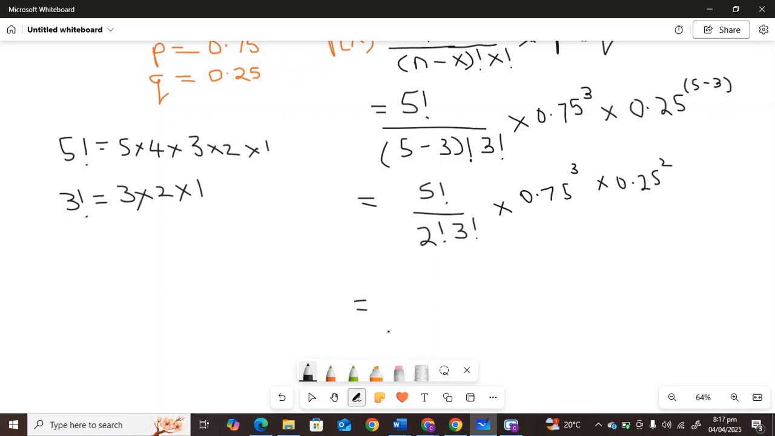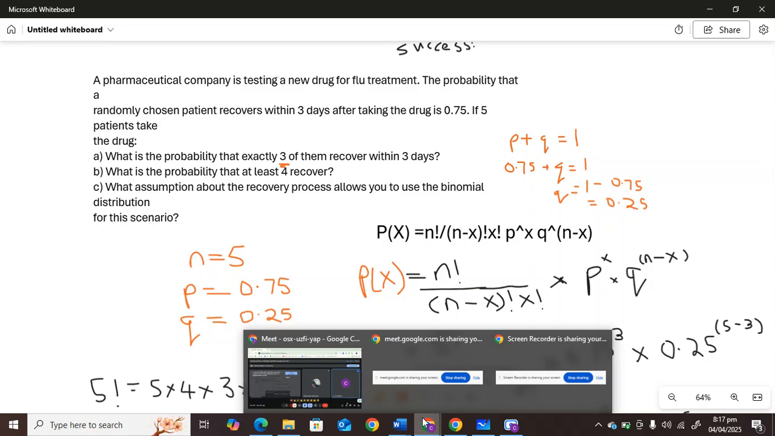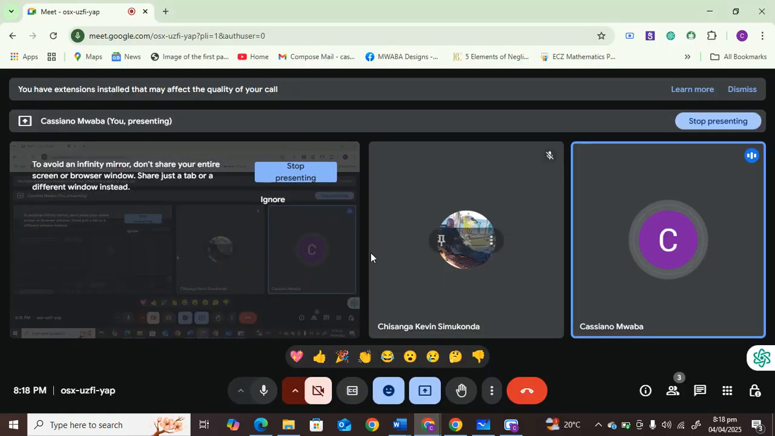But we're looking at this question here. A pharmaceutical company is testing a new drug for flu treatment. The probability that a randomly chosen patient recovers within 3 days after taking the drug is 0.75. If 5 patients take the drug, this is the question that we're looking at. So it's on the topic of probability, binomial distribution to be specific.